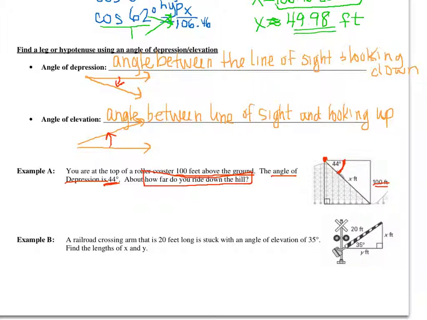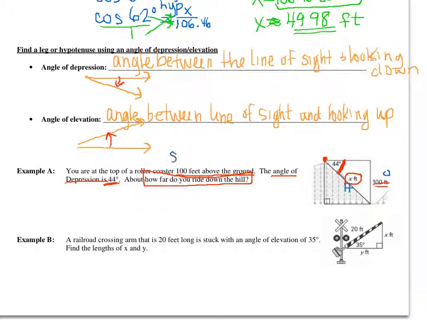How far do you ride down the hill? So this is what we're looking for. We're going to use sine, cosine, or tangent. We're going to use one of those. So let's label our triangle according to my angle of 44. So if this is the angle I'm looking at, here would be my right angle, so across from it would be my hypotenuse. So x is your hypotenuse. And this is the side across from your 44-degree angle. That would be your opposite side. So I've got hypotenuse, and I've got the opposite side.